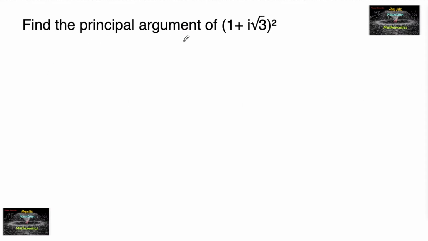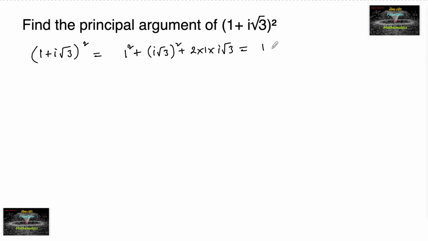Find the principal argument of (1 + i√3) whole squared. So let us simplify first by using the (a + b) whole square formula. So we can add 1 squared plus (i√3) whole squared plus 2 into 1 into i√3, which equals 1 plus, i squared value is -1 and √3 whole squared is 3, so 1 minus 3 plus 2√3 i.